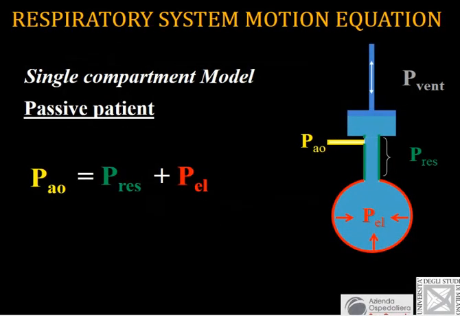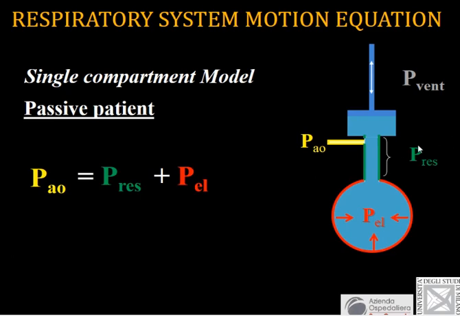And the other entity we are dealing with is the patient, whose respiratory system can be assimilated to a single-compartment model, just to have the easiest depiction of the system we can imagine, in which we have one pressure at the airway opening, which is the pressure measured in the ventilator, and this pressure is the sum of two pressures coming from within the respiratory system.